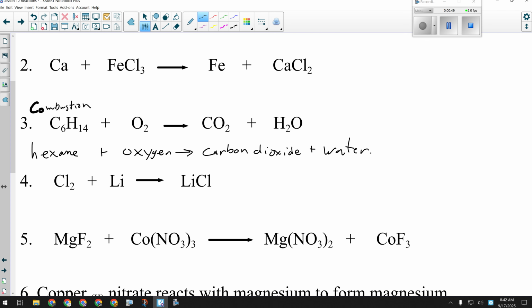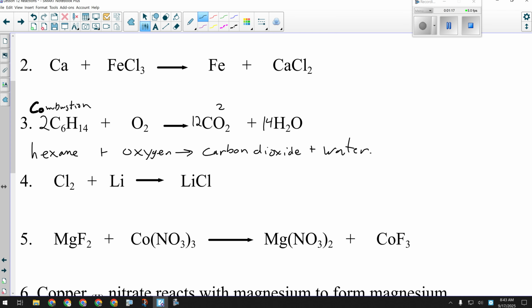Do I need them both? 6 is an even number, so I need to start with a 2 and then balance alphabetically. Starting with carbons, 2 times 6 is how many? 12. So 12 needs to go here. 2 times 14 is 28. I've got 28 hydrogens on both sides now, and now I can total up my oxygens.